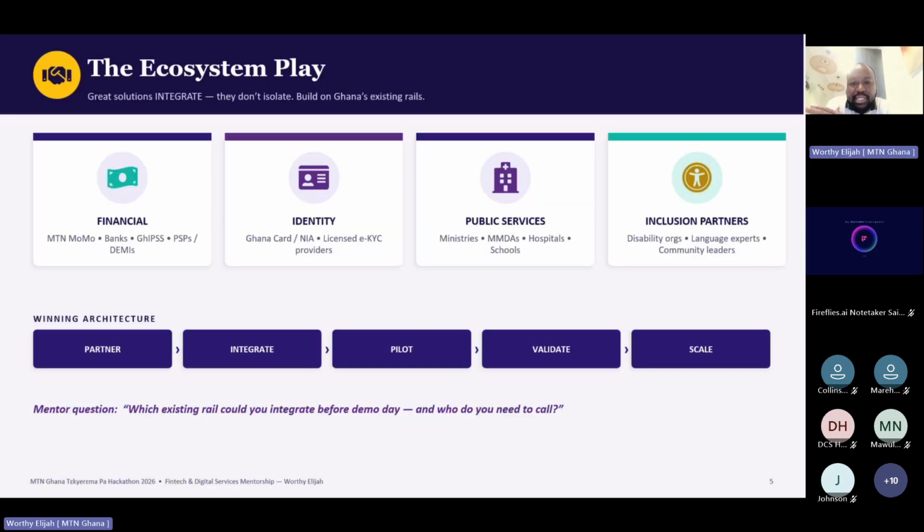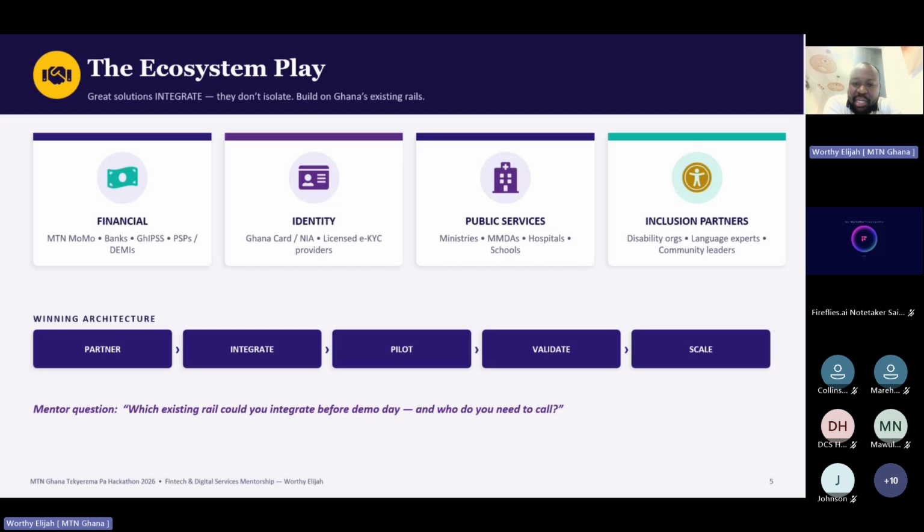Now, when it comes to the ecosystem, right? The ecosystem is broad. Here, the key thing I want you to understand is that every great solution integrates. It is not isolated. So if you are going to build any solution that is going to stick, then you have to build on the existing ecosystem of the country. So in the financial ecosystem, the identity ecosystem, for instance, the Ghana Card, the NIA database and all that, you don't need to go and develop your own database and your own card. You have to leverage these current ecosystems.